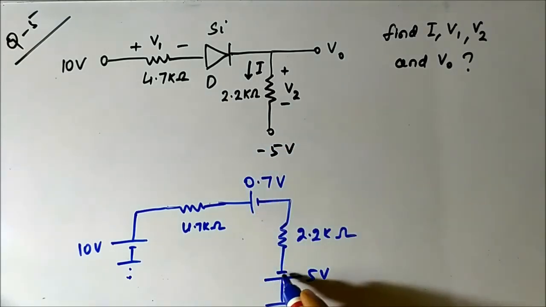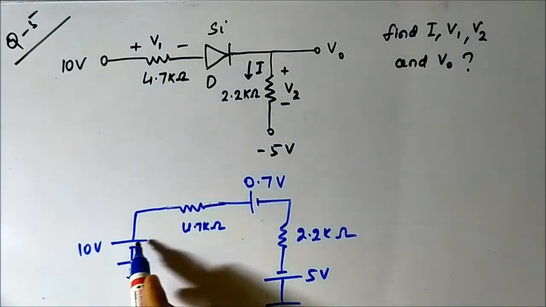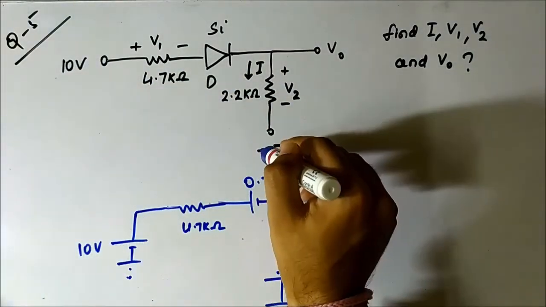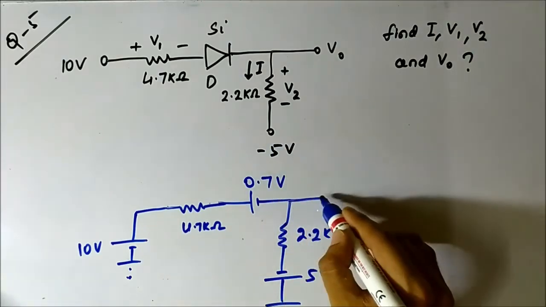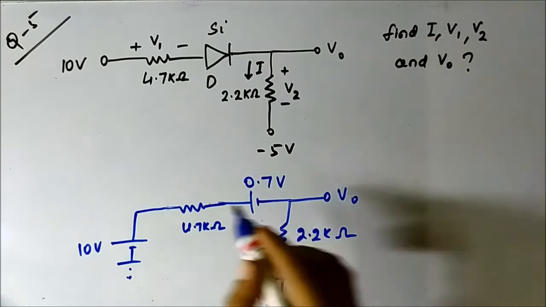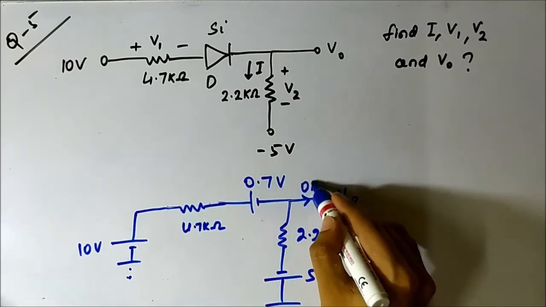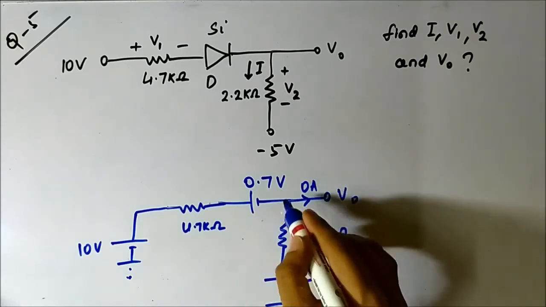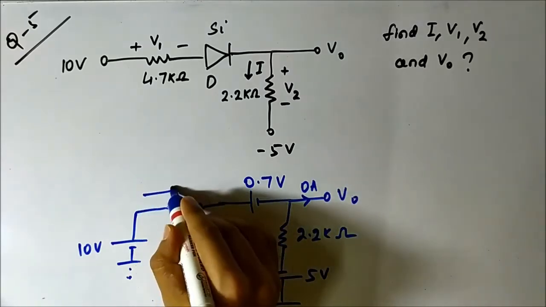So that's why the negative terminal is connected first. Here it is plus 10 volt. That's why we connected the positive end. Here it is -5 volt. So it is connected to the negative end first. This is V0. Okay. And here 0 ampere current will flow. So this current I is the same as this I.